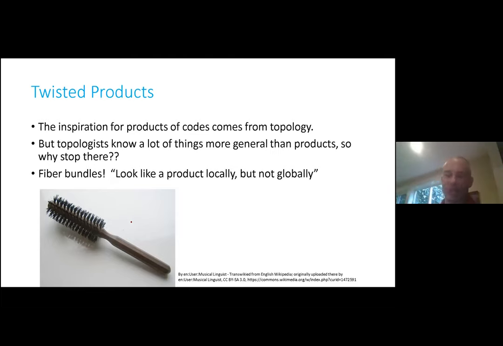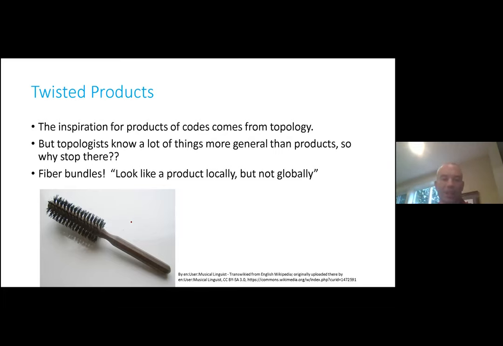I'm not sure what the hypergraph product code inspiration was, but the homological product inspiration was this. I don't know exactly what the inspiration was for the other developments of products. But topologists know how to construct a lot of things more general than just products, so why should we stop there? We can borrow other ideas from them.